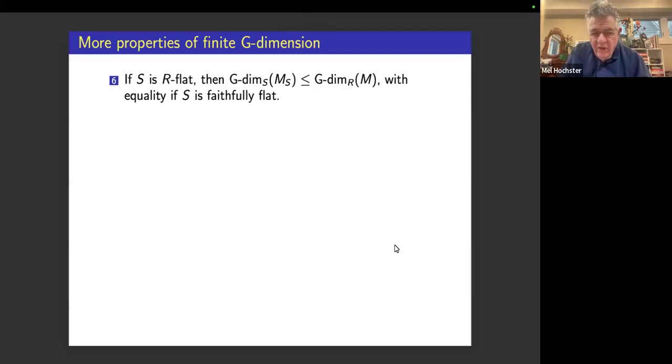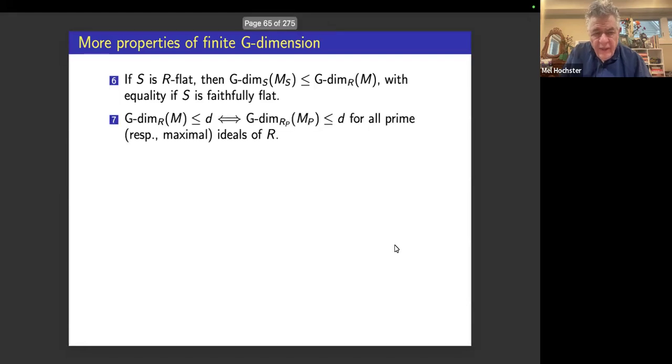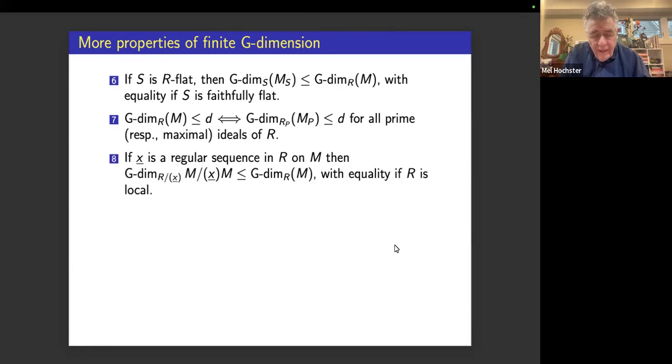And if you make a flat base change, the G dimension can only go down. And whether the G dimension is less than or equal to d can be tested locally. And if you have a regular sequence in R on M, you can form the quotient, and the G dimension is at most the same, and it doesn't change if R is local.